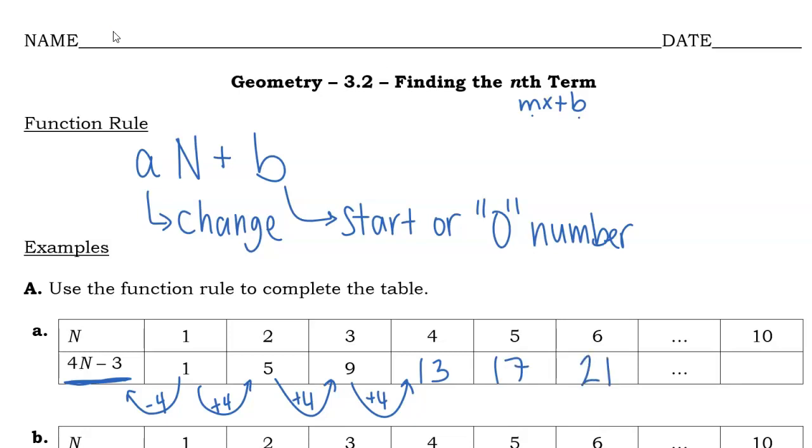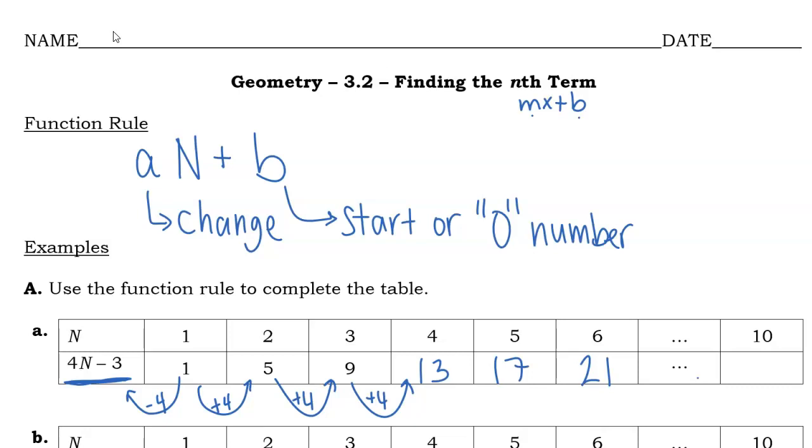Now the dots mean we're going to skip some answers. There's nothing that you need to write there. It just means we're going to skip an answer, skip an answer, skip an answer to get to the 10th answer. Now we could just go plus 4, plus 4, plus 4 a few more times, but I want to show you how we can use the function rule to jump to any answer without having to keep adding 4 and adding 4 and adding 4.